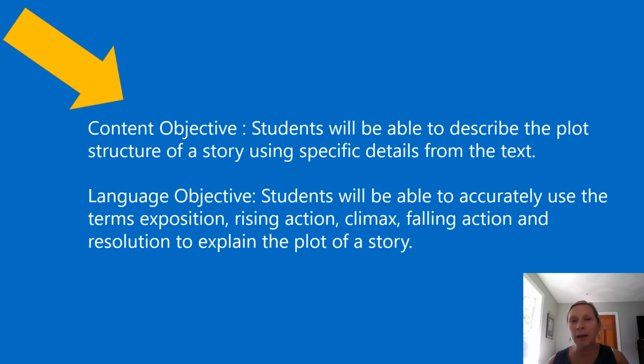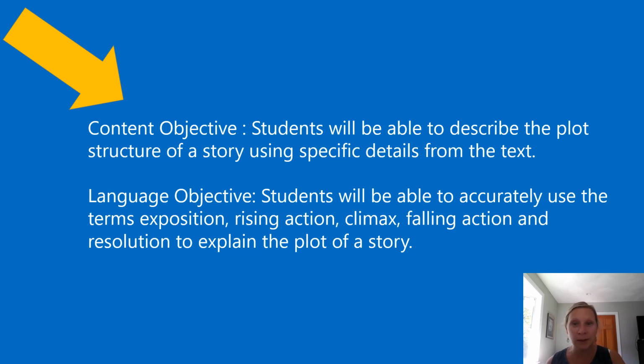So let's take a look at our goal for this skill. The first thing that we're going to be thinking about as fourth graders, we're going to be able to describe the plot structure of a story using specific details from the text to support it. So if we're talking about that beginning part of the story or the events that lead up to that really exciting part, we're going to be able to take details from the story and make sure that we use those to explain it.